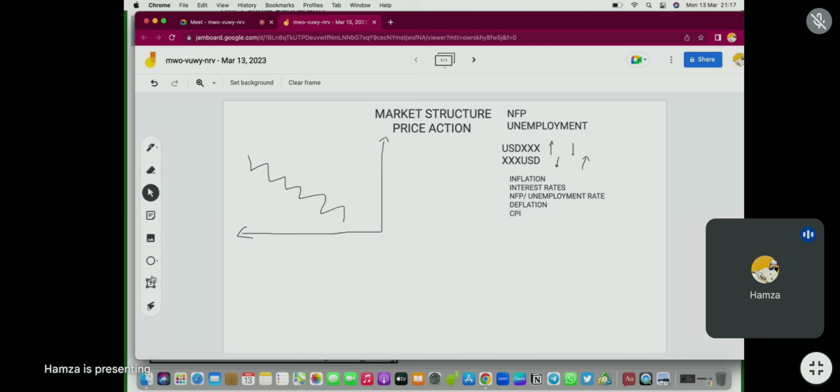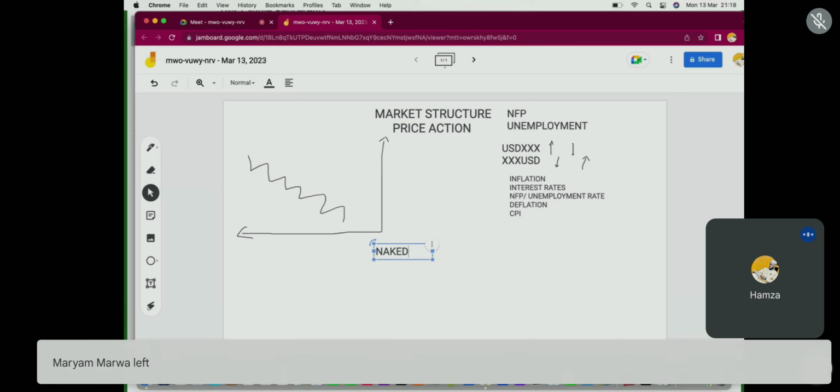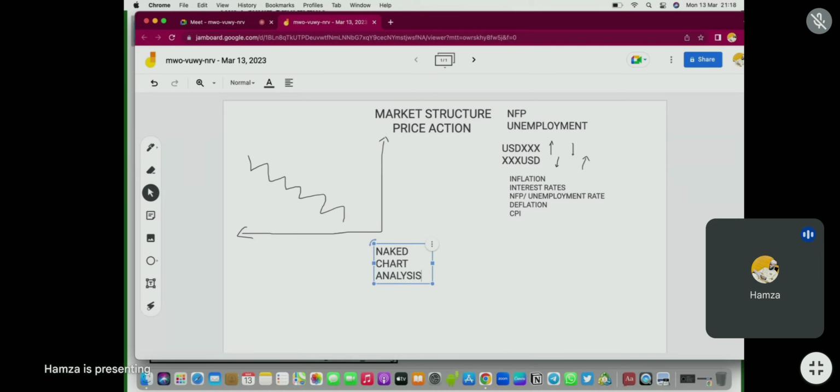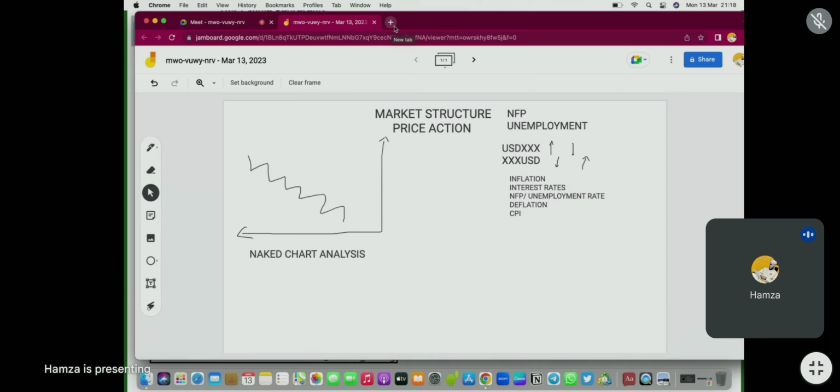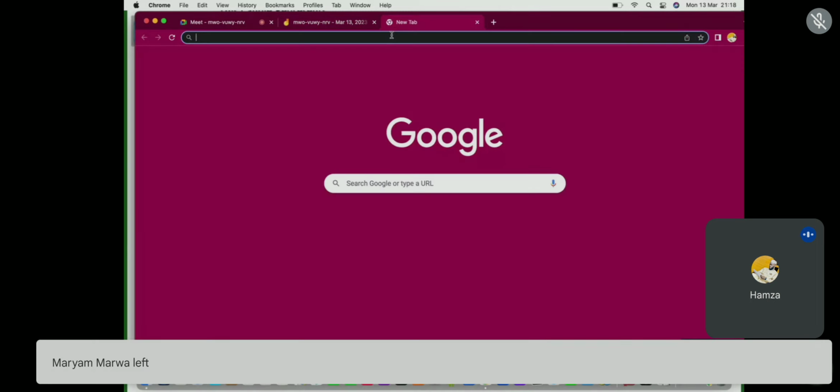I use what we call naked chart analysis. Naked chart analysis, as the word implies, you look at the chart naked, the way it is. You don't add any noise to it. For those of you here that are newbies, you might not have an idea what an indicator is, so I should open up a page and show you how a chart looks. Let me do that now.